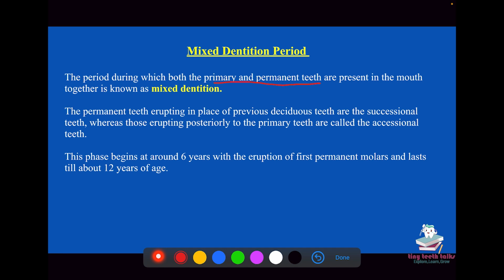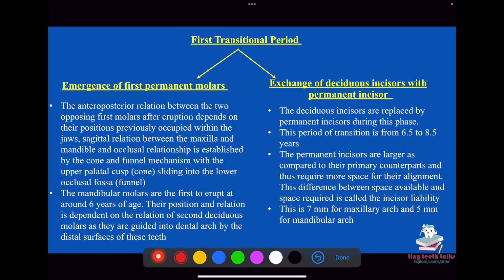The permanent teeth erupting in place of previous deciduous teeth are the successional teeth, whereas those erupting posteriorly to the primary teeth are the accessional teeth, which include permanent molars. This phase begins at around 6 years with the eruption of first permanent molars and lasts till about 12 years of age. The mixed dentition period is again divided into three periods: first transitional period, inter-transitional period, and second transitional period.